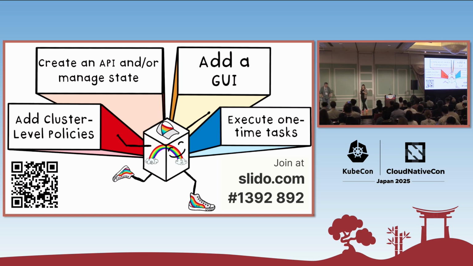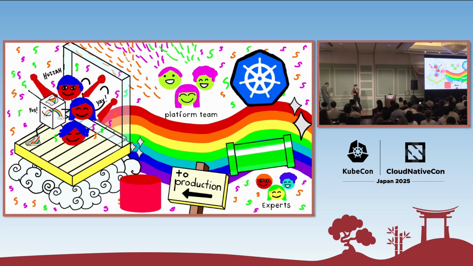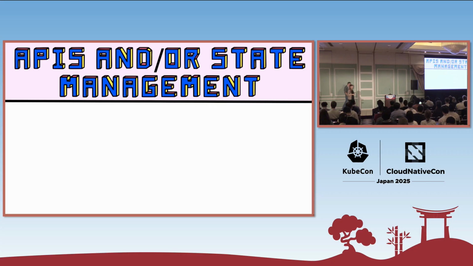So join with this link, and later we're going to have you vote. And then we'll make a platform together, and everything will be perfect in every way. So let's talk about APIs and state management.